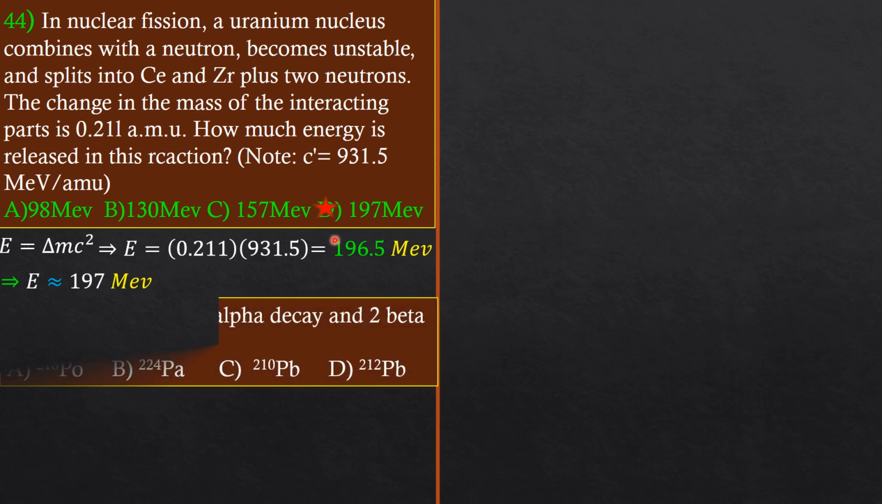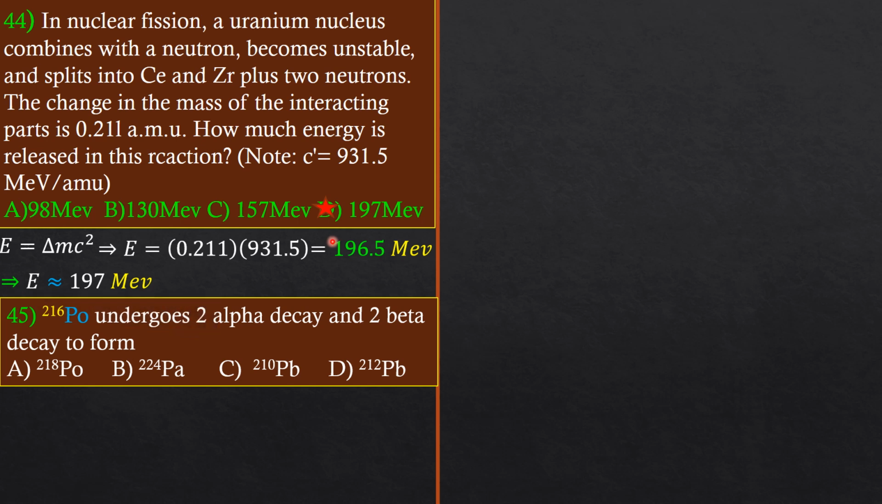Question 45 reads that polonium-216 undergoes 2 alpha decays and 2 beta decays to form. These are the options that they've given us. So only the masses, in this case, have been given. Let's try to decay the polonium. When it decays, it's going to give us 2 alpha particles, which are helium nuclides, and 2 beta particles. Keep in mind that we are not interested in their atomic numbers. We have to deal only with their mass number.